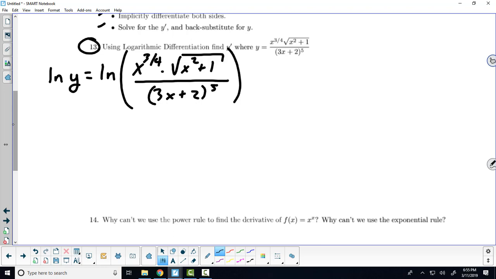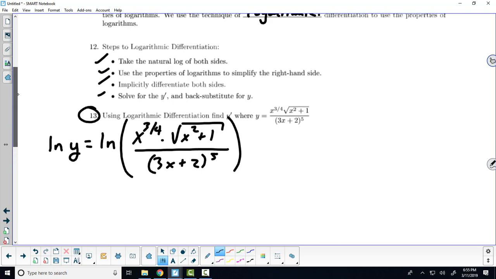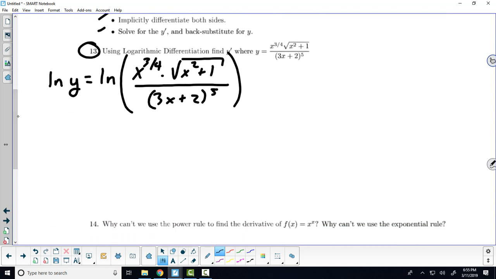Step 1, take the natural logarithm of both sides in that sequence of bullets there. Now, why did I do that? Well, because now I can break up this entire expression. So don't write this down because I'm going to end up doing it all at once. But let me just get started.